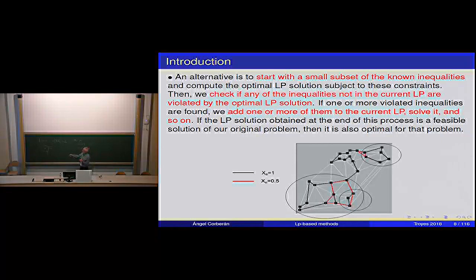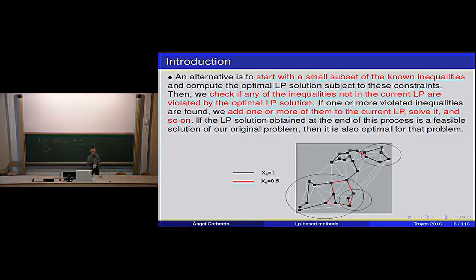As you can see, for this subset of vertices, the sum, not the number of edges, because we are working with fractional variables, of the values of the variables associated to these edges here is 0.5 plus 0.5, which is only 1 instead of being 2. So there is a subtour elimination inequality that is violated for this subset of vertices. The same happens here.